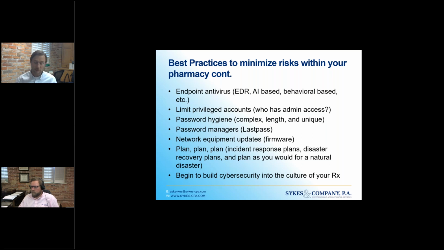You should never be logging into your system as admin, because if you log into your system as admin on a daily basis and you get attacked, then that person that just attacked your computer and is in your system has admin access to your network. So at least if you're logging in as a regular standard user and they attack your computer, they can't go but so far because you're not an admin. So limit those privileged accounts.